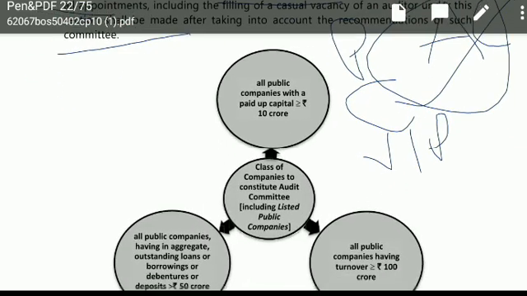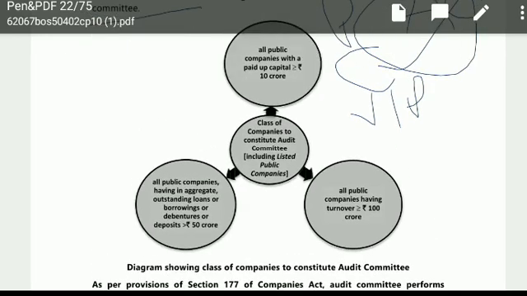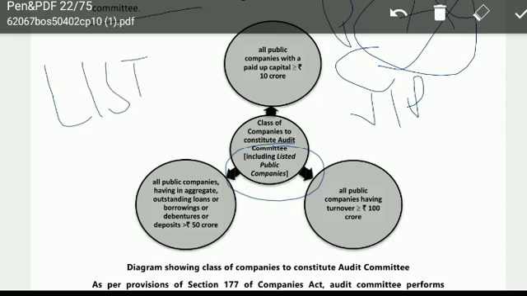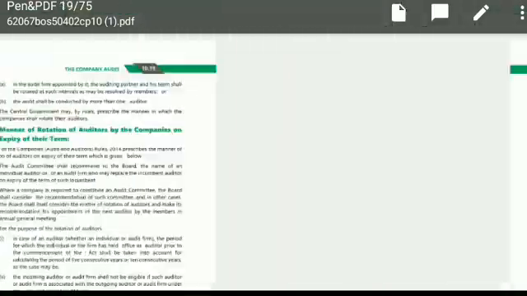now which type of companies have to make an audit committee? The class of companies to constitute an audit committee including listed public companies. Now this includes all the listed public companies, and it also includes all the public companies. Now students, just remember one more provision.